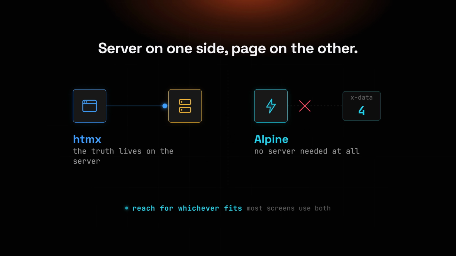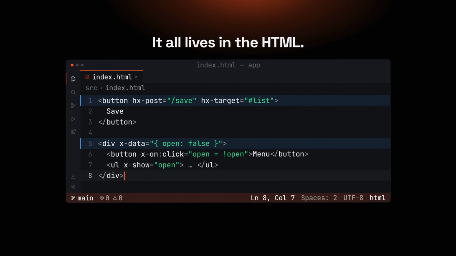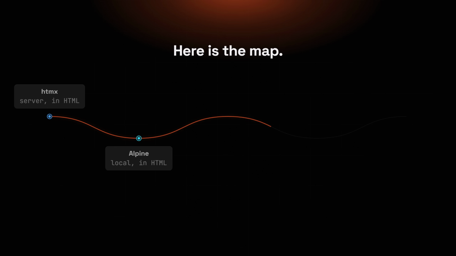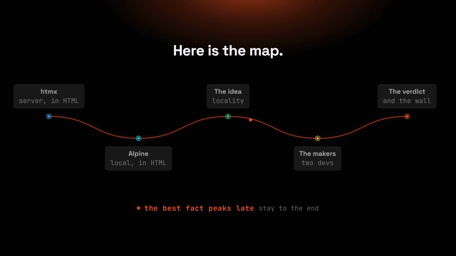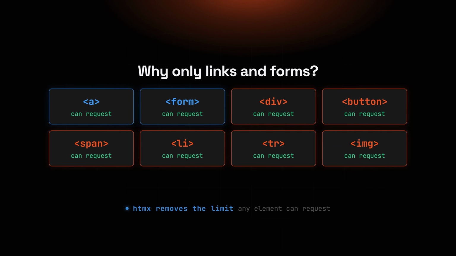HTMX owns the server round trips. Alpine owns what happens on the page. Together, that is your front end. And here's the strange part. All of it lives inside your HTML as attributes. There are no separate wiring files. I will show you how each one works, who actually built them, and the exact point where this whole stack breaks. Start with HTMX, and start with the question it was built around.